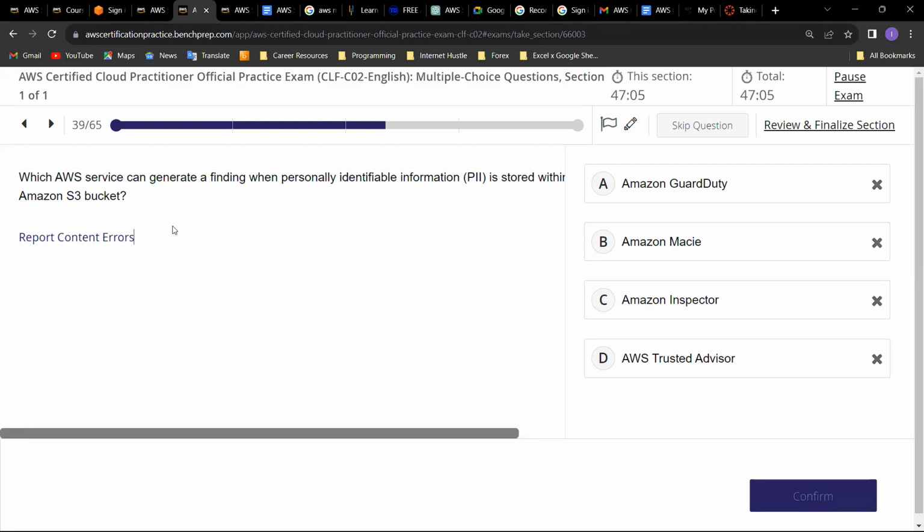All right. Which AWS service can generate a finding when personally identifiable information is stored within an Amazon S3 bucket?